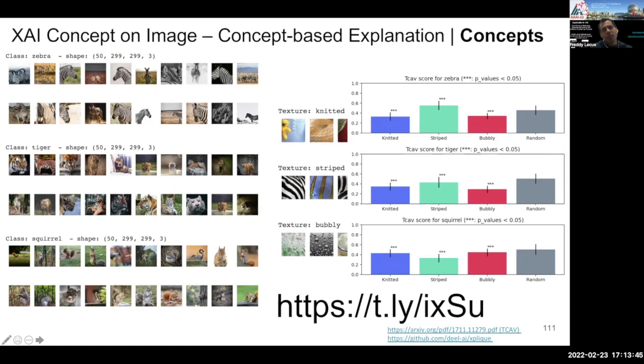The concept here is a texture, and that's because they use a particular dataset which has many textures, like striped and bubbly, and they have many of them. The explanation is those concepts that are representative for this particular class, and they say, okay, that's a zebra because it's striped, or that's sparkling water because it's bubbly. That's the kind of thing that you could do.